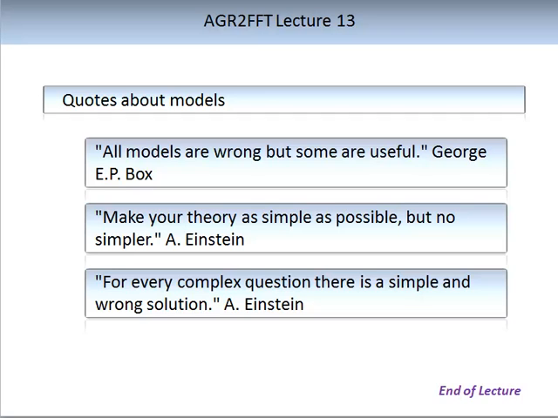I'd like to end with a couple of quotes about some models. This allows a bit of reflection on what we have learned to date. George E.P. Box said that all models are wrong, but some are useful. Albert Einstein said about models, make your theory as simple as possible, but no simpler. Albert Einstein also said, for every complex question, there is a simple and a wrong solution. A very mindful fact that we should take into account when thinking about models.